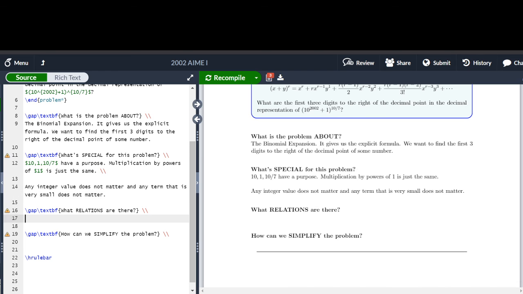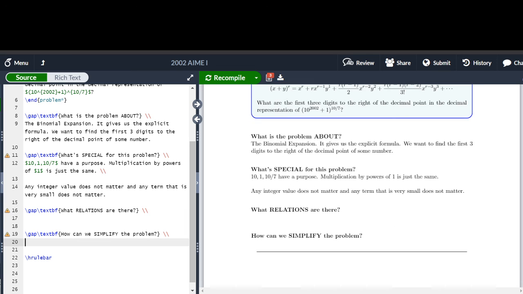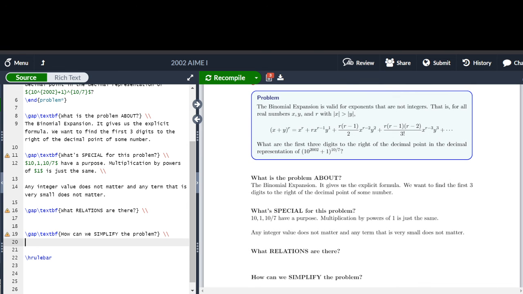So now, what relations are there? Well, here it seems like it just gave us the binomial expansion, and that there aren't many relations that we can use to solve the problem. So we can just leave it as is and then proceed to the next part. If we find something useful, we can always go back and fill it in. So how can we simplify the problem? So we can try plugging in the first few terms and see if we get anything.